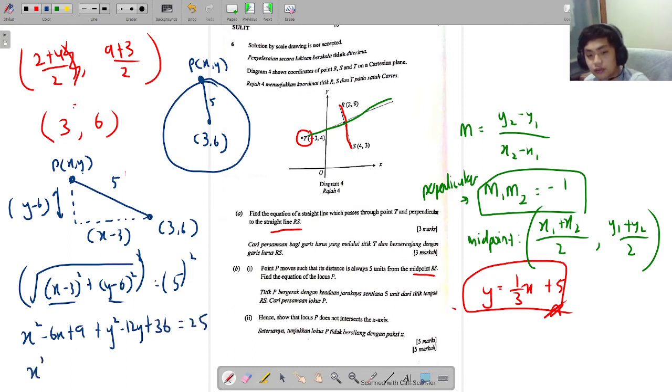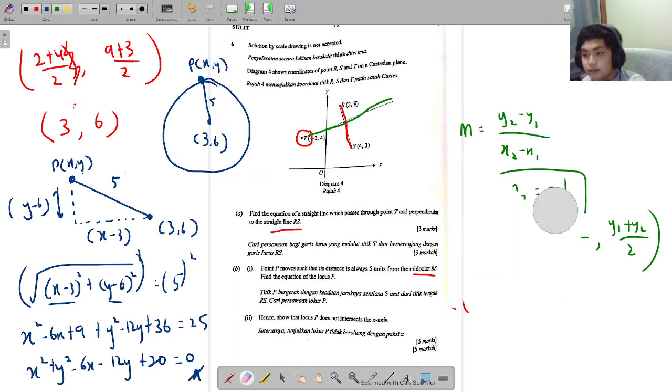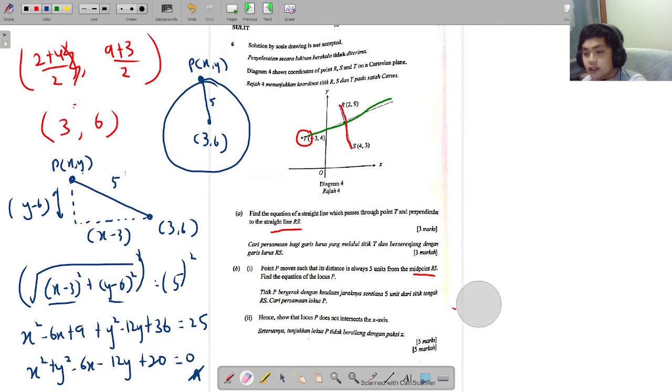So it will be x squared plus y squared minus 6x minus 12y plus 20 equals 0. And this is the locus, right? So part 2, hence show that the locus of P does not intersect the x-axis. So in order for you not to intersect the x-axis, generally it means that you don't have any roots, right? So when we talk about no roots, we refer to the discriminant where b squared minus 4ac is less than 0. So we need to play with the discriminant, we need to prove that it's less than 0.